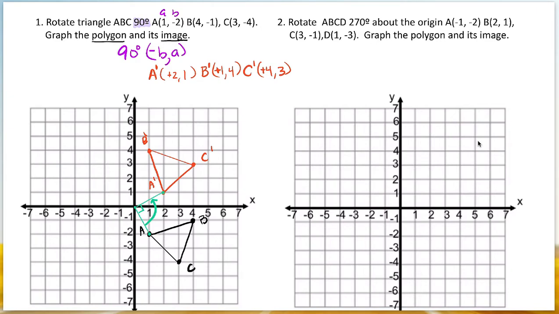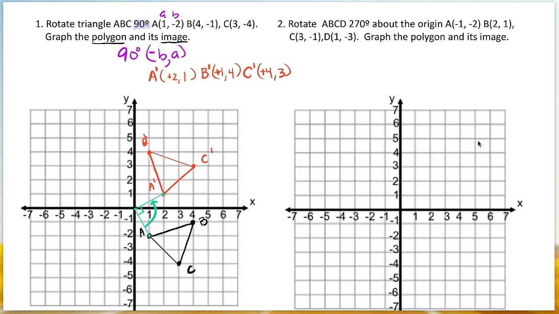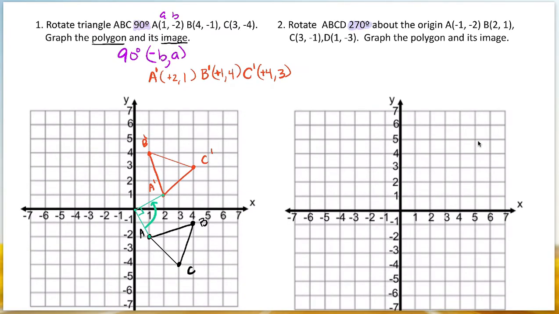We are rotating quadrilateral ABCD about 270 degrees, about the origin. All of our rotation rules are based off of the origin. A 270-degree turn is going to switch your X and Y, or your A and your B, and your new second value will change sign. So the rule for 270 is (b, negative a).